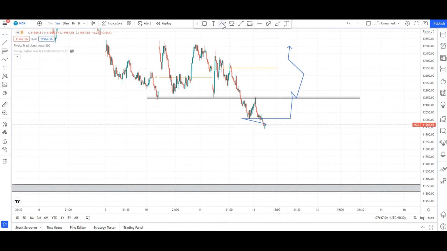Okay guys, if it breaks today's low or makes price action, then you can go for your first target, second and most probably third target, guys.